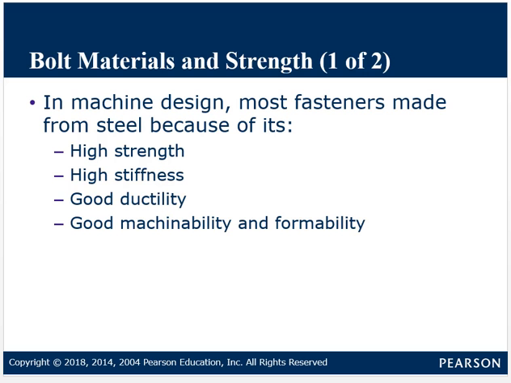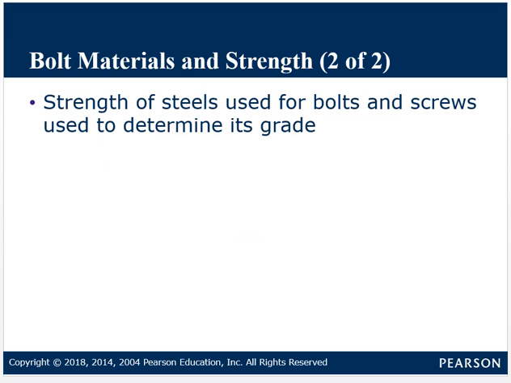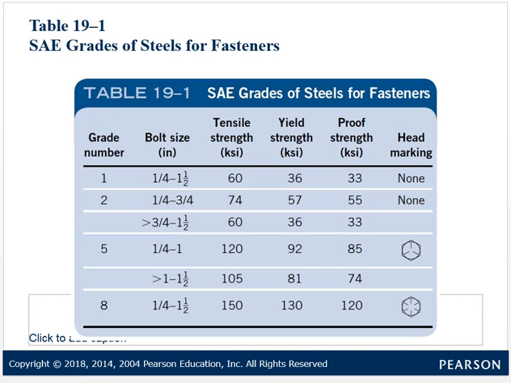Bolt materials and strengths. We're not going to talk too much about the different types of materials, but we are going to talk about strength in terms of bolt grades. Really what you want in a fastener is you want high strength, you want high stiffness, and good ductility, and good machinability and formability. And then the strength of the steels used for bolts and screws determine its grade. This is the type of grade that we're going to be talking about the most here. This is the SAE grades.